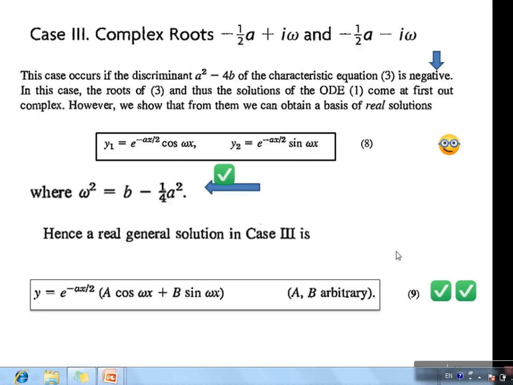The general solution for case number 3 is y equal to e to the power minus ax over 2 multiplied by A cosine omega x plus B sine omega x. Maybe you are asking, cosine and sine, where are they from? In fact, this is not important now because we have a long explanation about that. So you can concentrate on equation number 9, which describes the solution of complex roots, or case number 3.